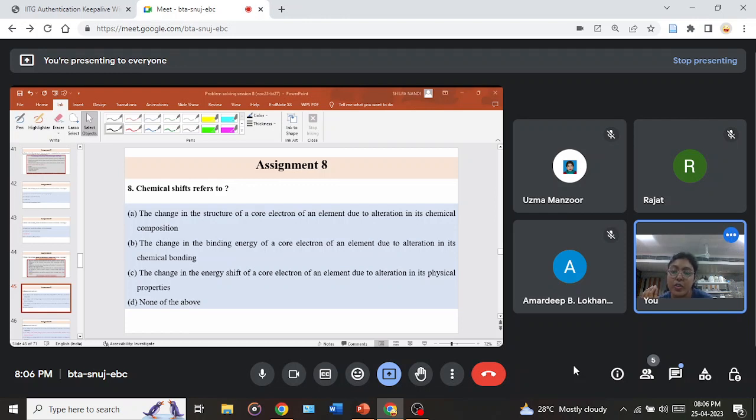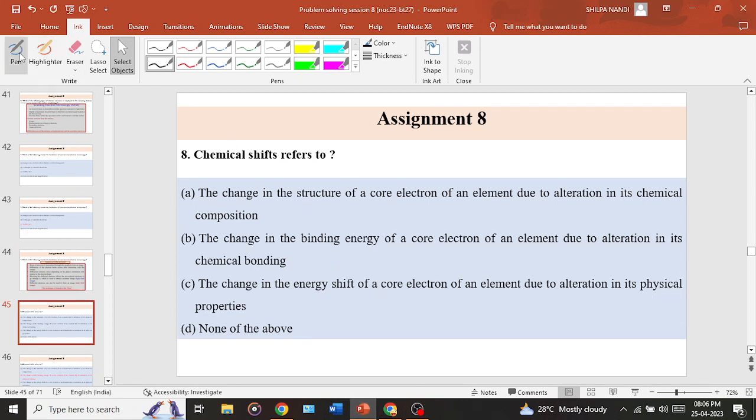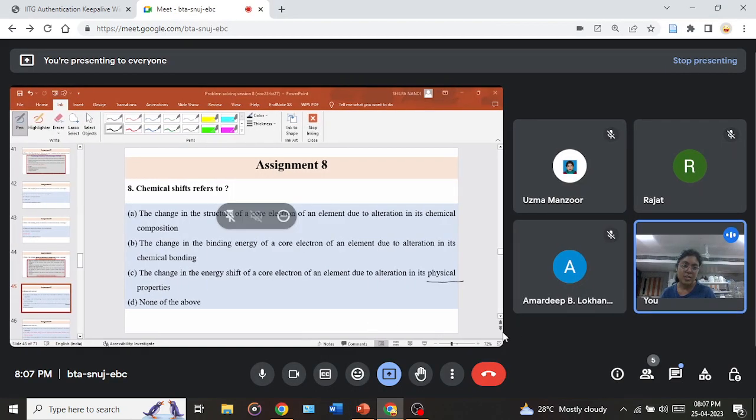in the energy shift of a core electron of an element due to alteration in its physical properties. Do you think this alteration in its physical properties can lead to a chemical shift? This particular option, that is C, has this physical terminology, so you can also rule out this option.